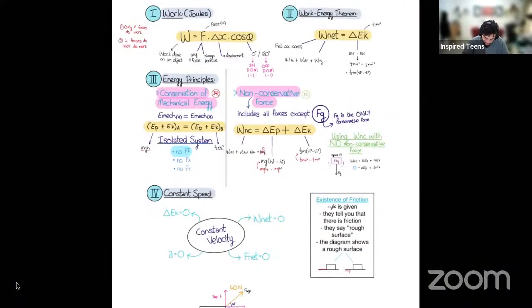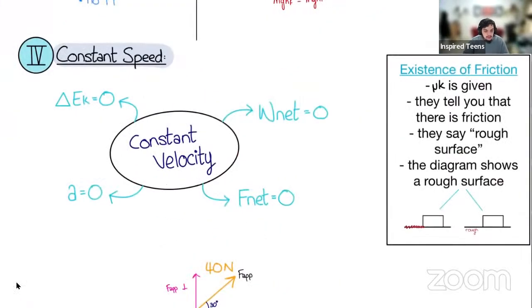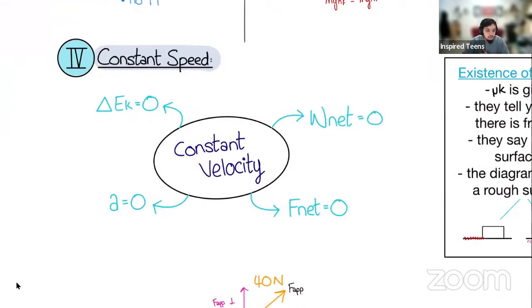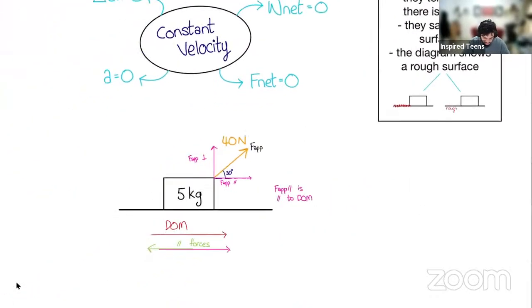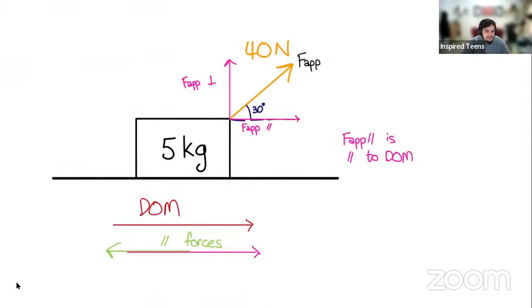Constant speed, we said multiple things are true. Acceleration is 0, F net is 0, W net is 0, delta EK is 0. Keep that in mind. Existence of friction, I'm not going to go through that. That's very simple. This is just explaining what is a parallel force. So initially, we just had the orange force, right? We just had this orange force.